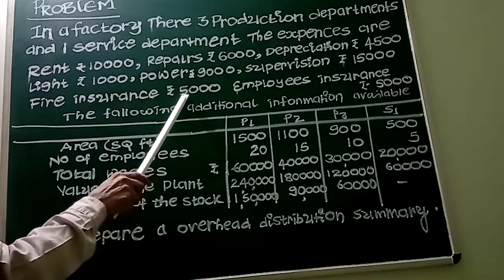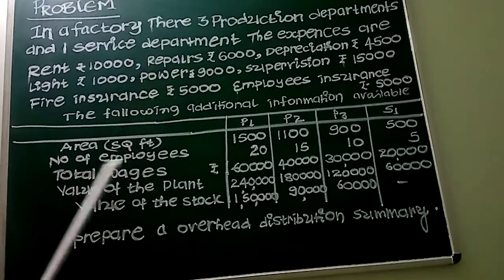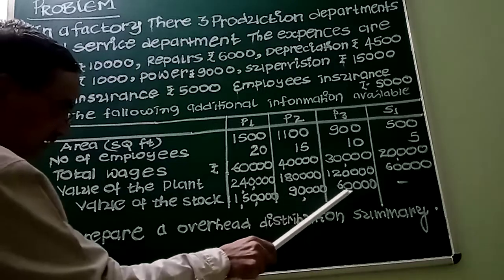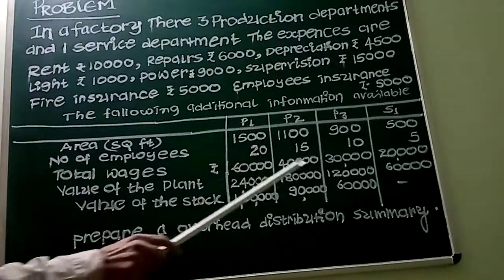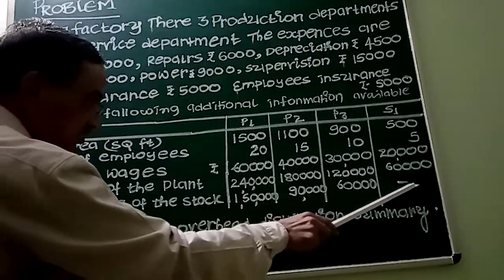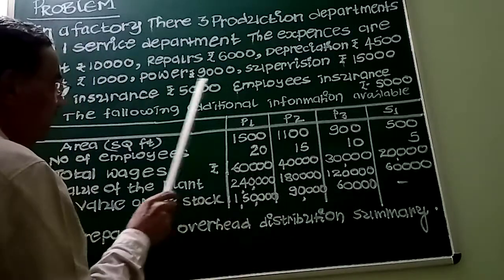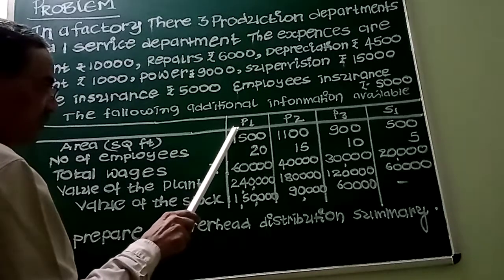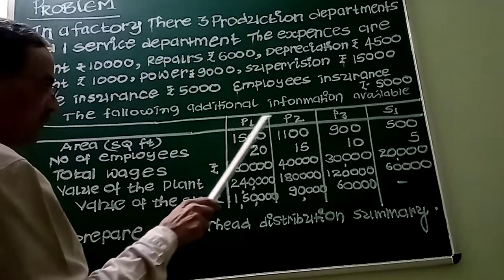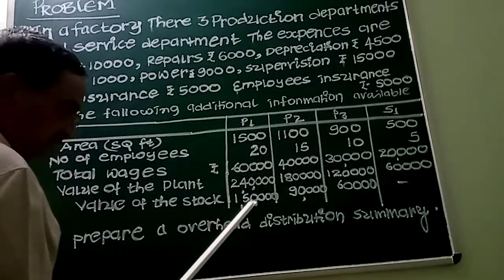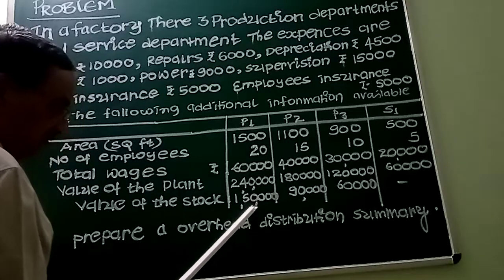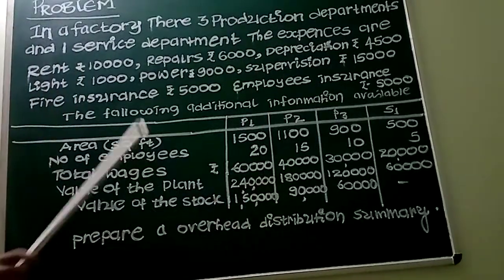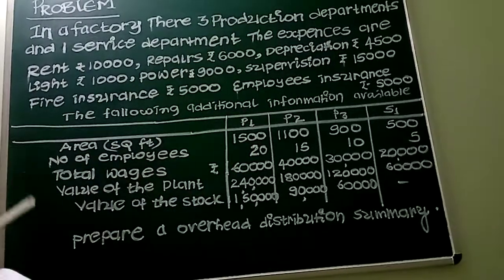This 5,000 rupees has to be apportioned on the basis of 1,50,000, 90,000, 60,000. But service department stock is nil. So the complete fire insurance premium should be apportioned only for three production departments P1, P2, P3 on this basis 1,50,000, 90,000 and 60,000. And employees insurance.